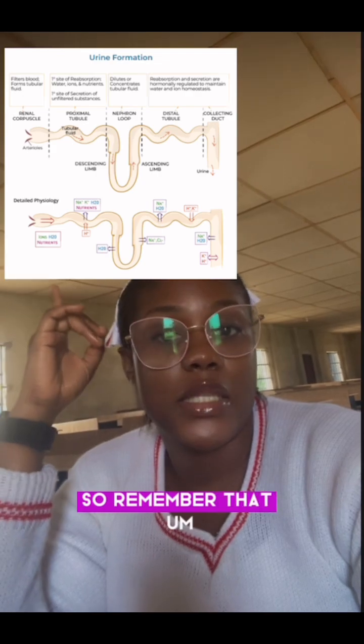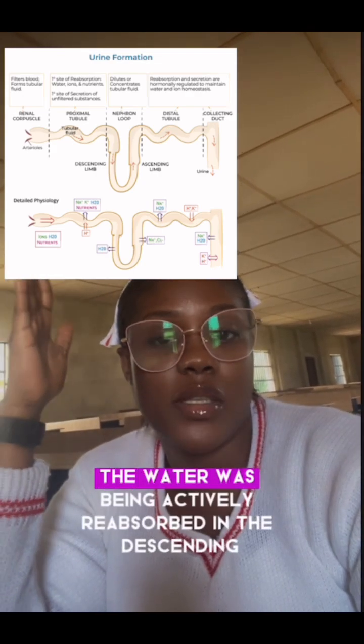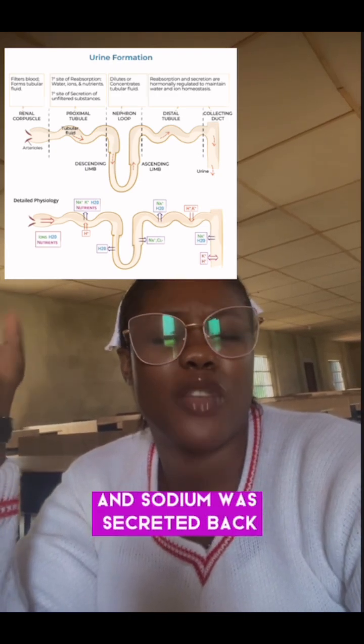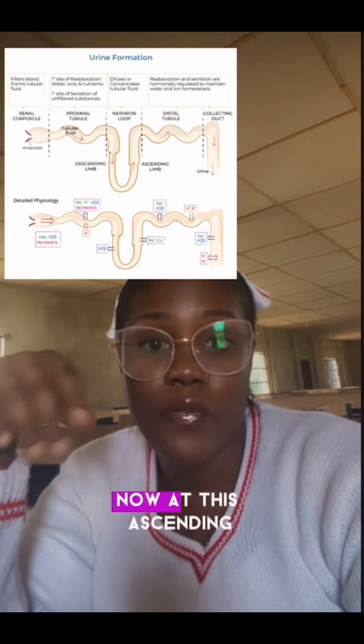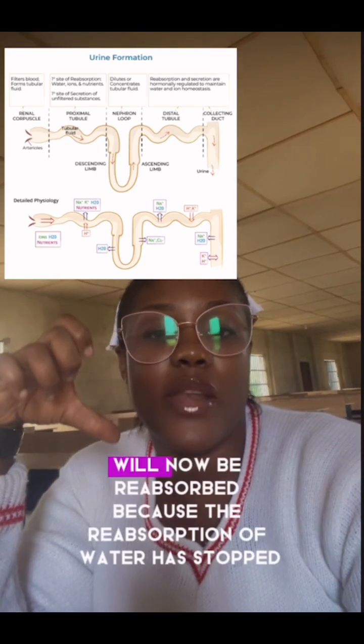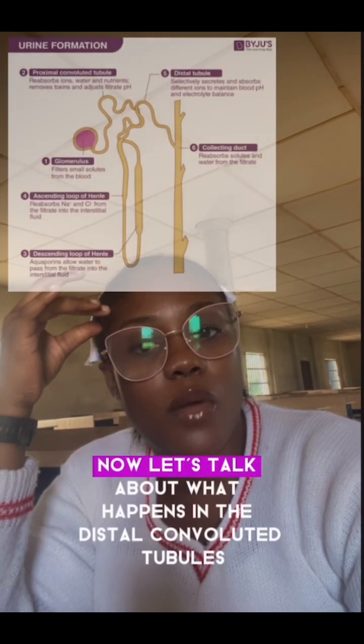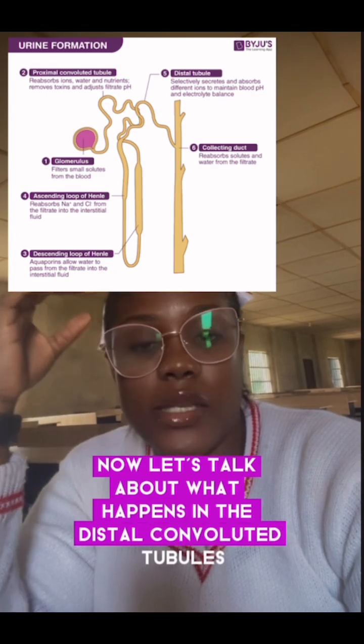So remember that the water was being actively reabsorbed in the descending, and sodium was secreted back. So that sodium that was secreted back now at this ascending will now be reabsorbed because the reabsorption of water has stopped. Now let's talk about what happens in the distal convoluted tubules.